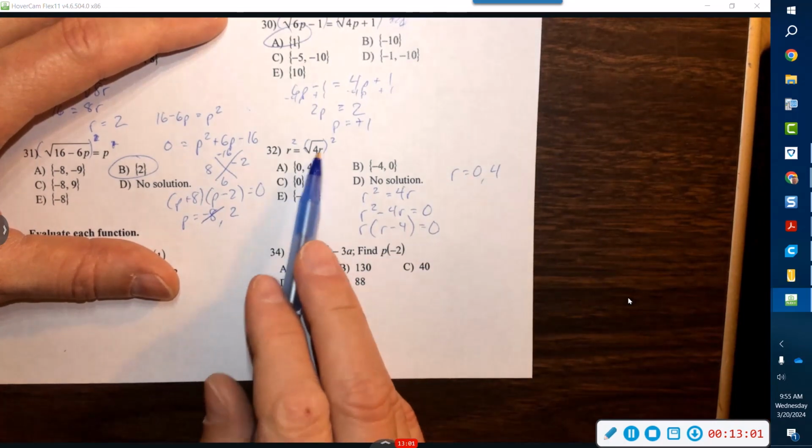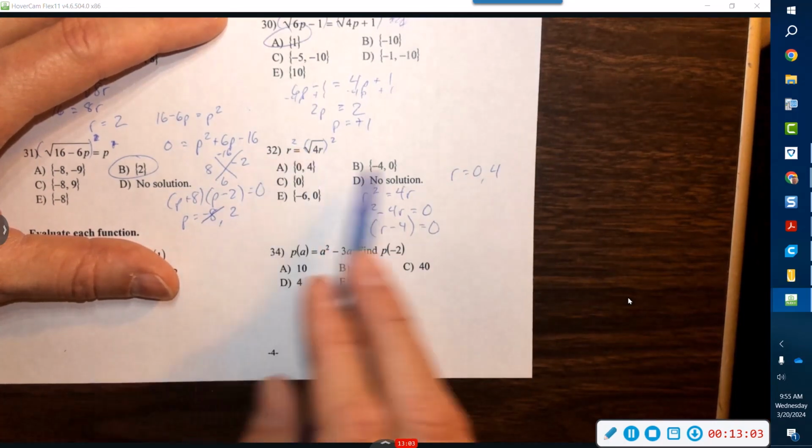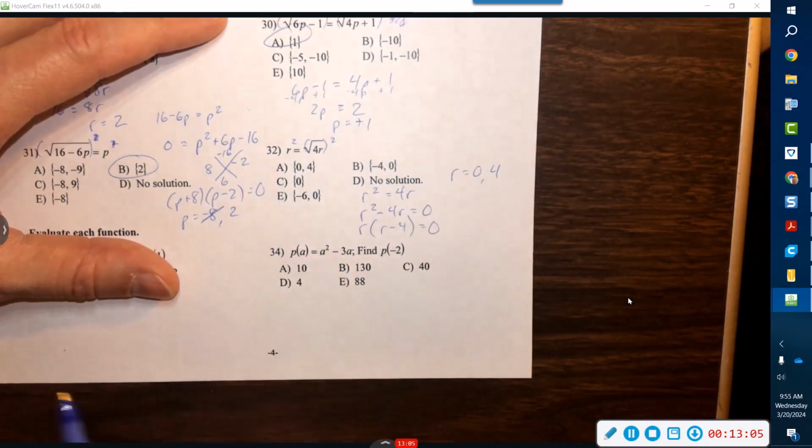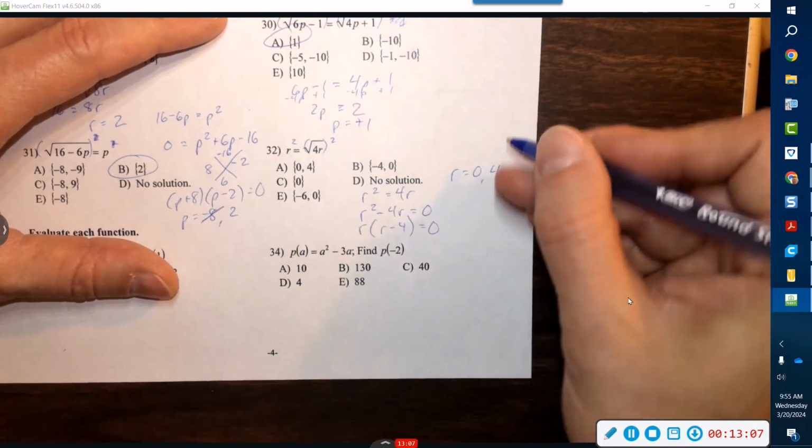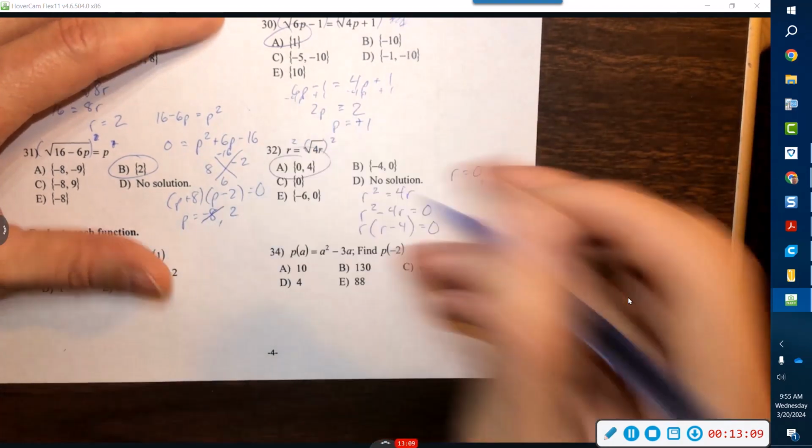Let's see if both work. 0, taking the square root of 0 is 0. 4, 16, yep, taking the square root of 16 is 4. So both of these guys work. My answer is A.